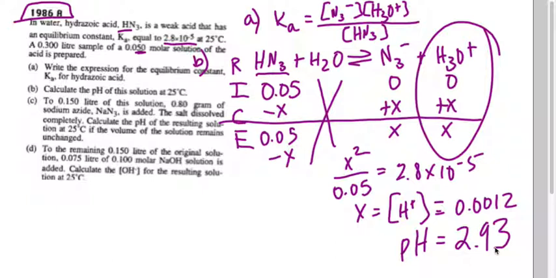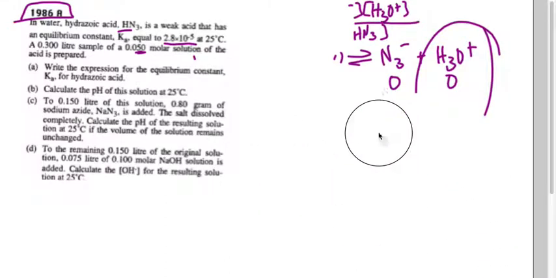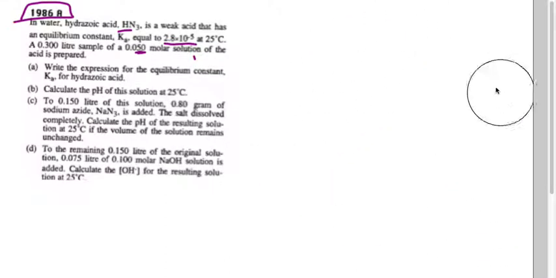Again, you don't erase. You have a whole page to do this on. I need to erase this. So I need to make room for Part C. Part C. It says that we are now going to take half of the solution we had earlier, and we're going to add 0.8 grams of sodium azide. The salt dissolves completely. Calculate the pH of the resulting solution.